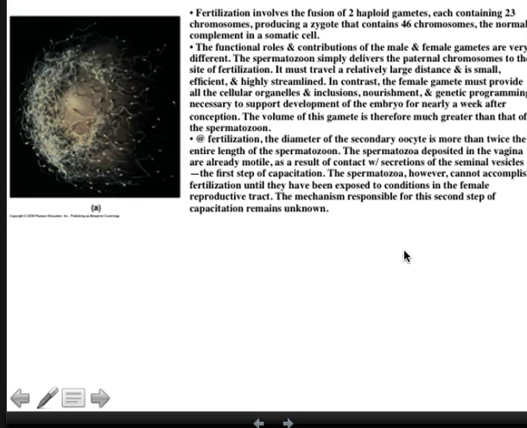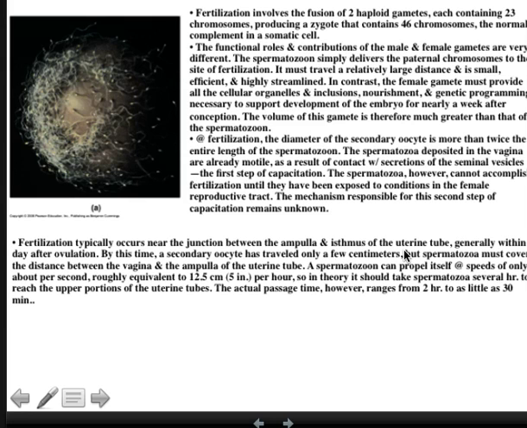So the first step of getting the sperm ready to fertilize the egg is capacitation. The sperm can't accomplish fertilization until they've been exposed to the conditions of the female reproductive tract. The mechanism responsible for the second step of capacitation is unknown. So just by being in the female reproductive tract, we wash away layers of the acrosome and prepare it for its contact with the corona radiata of the egg, at which point the acrosome will release its contents and the digestive enzymes will begin to chew their way towards the egg cell membrane.